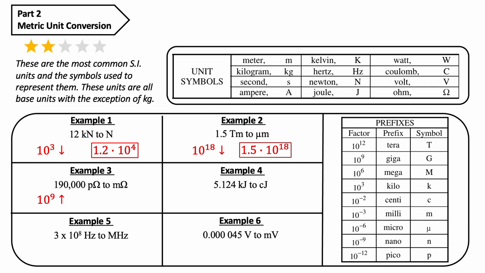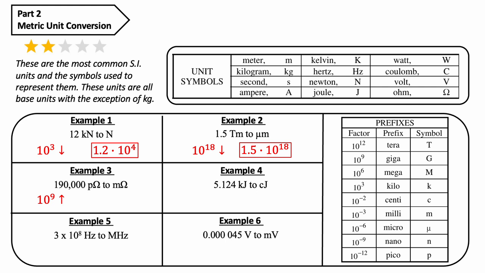In example 3, we have 190,000 pico-ohms to milliohms. Check out, pico is 10 to the negative 12. We see that milli is 10 to the negative 3. So the difference between those two is a factor of 9 difference. And so now this is our first example where we have something measured in an extremely small unit, and now we're going to measure it in something larger. So when we're measuring with bigger things, we expect the number to go down, and it's going to go by that factor difference that we already identified.